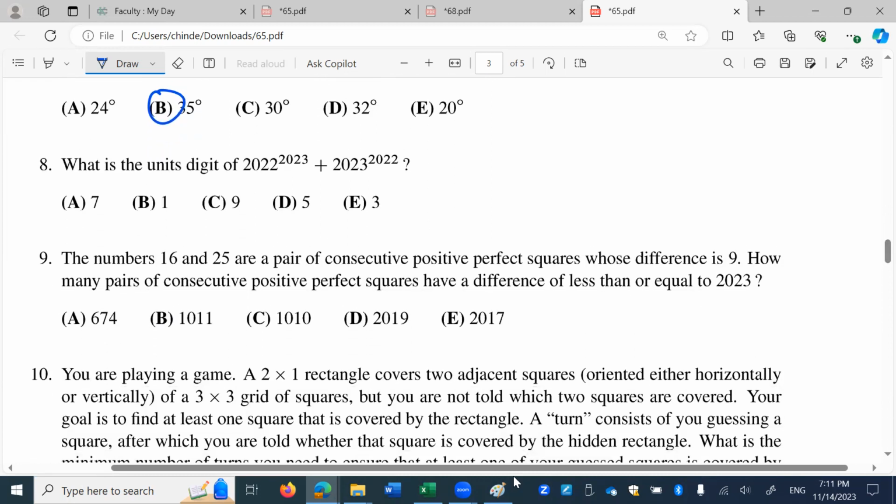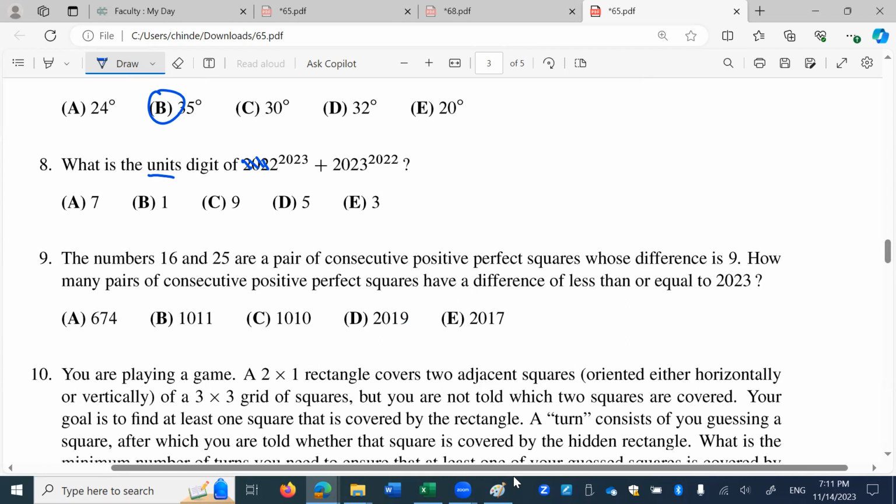What is the units digit of this number? So if we only care about the units digit, then we actually don't care about any of that. And so this is a familiar kind of problem. We can find a recurrence. You can find a cyclic pattern in the units digit of a number raised to a power.